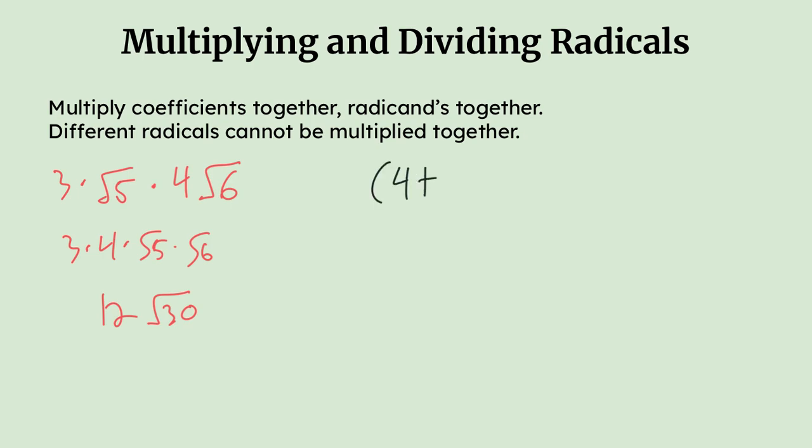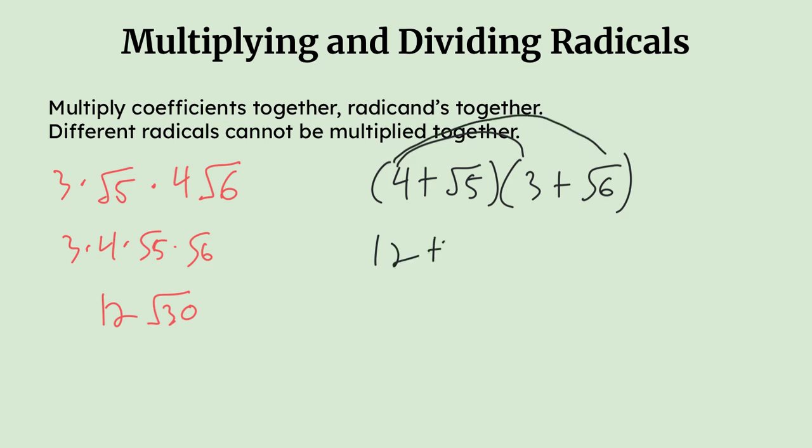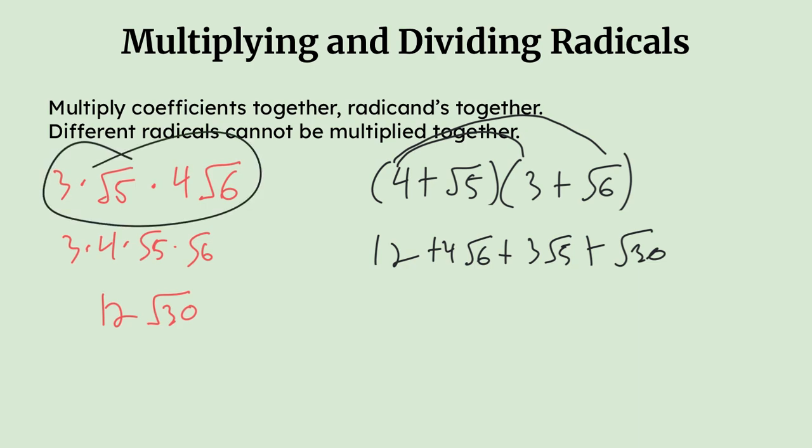whenever there's plus or minuses, your life gets much harder. Here you have to FOIL that. So you would do 4 times 3 is 12, which I think is a later lesson, that's fine. Plus 4 square root 6 plus 3 square root 5 plus square root 30. But if it's all multiplication or if it's all division, you can just rearrange it and do like things together. Cool.